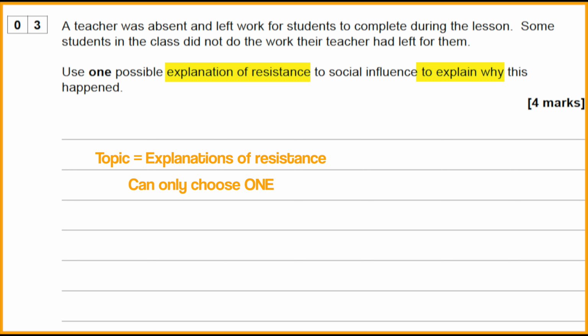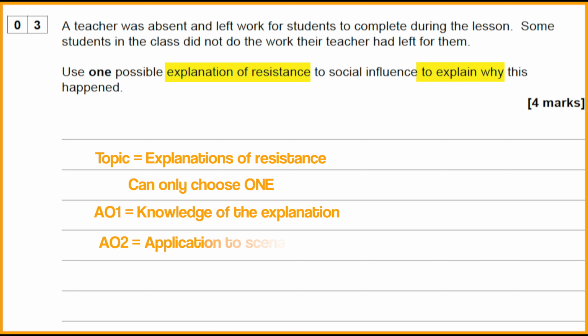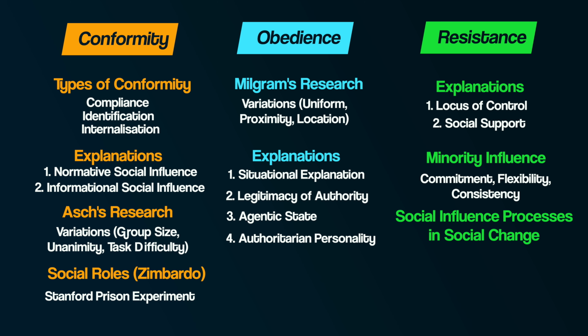This question requires AO1, knowledge of the explanation, and also AO2, application to the scenario. So it's helpful to think about breaking those 4 marks down into 2 marks for AO1 and 2 marks for AO2 to help you write a good answer. The 2 explanations of resistance are social support and locus of control, as we just saw in the previous question. So for an answer for locus of control, we might write something like this.